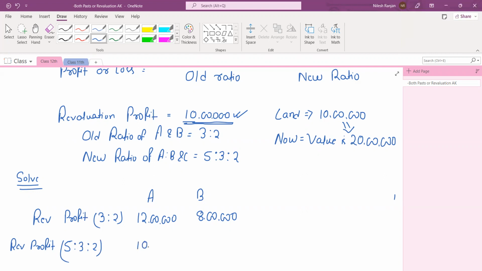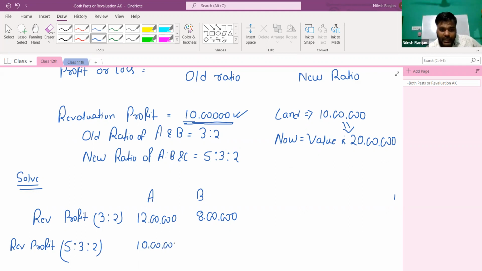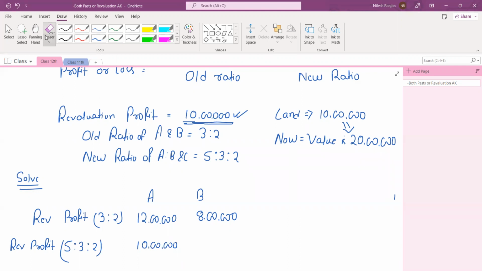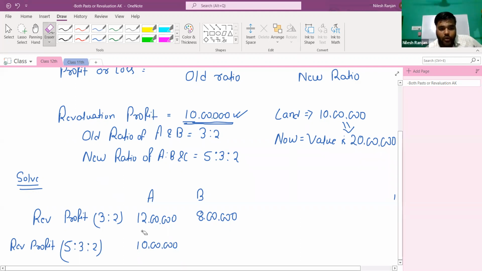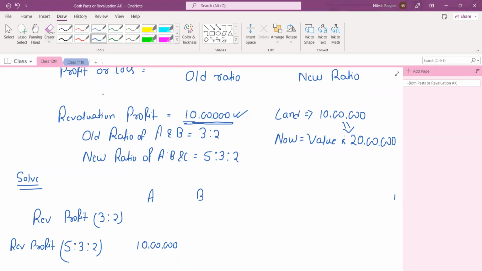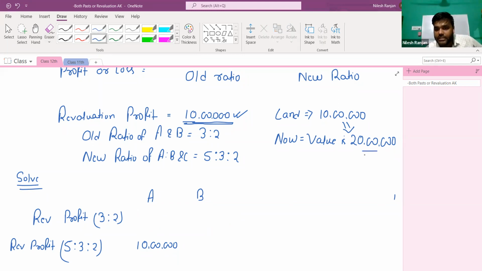So A will get 10 lakh. Sorry, there is a mistake. We don't have a profit of 20 lakh, we have a profit of 10 lakh only. We have to distribute the profit, not the total value. So in the old ratio, A will get 6 lakh and B will get 4 lakh.